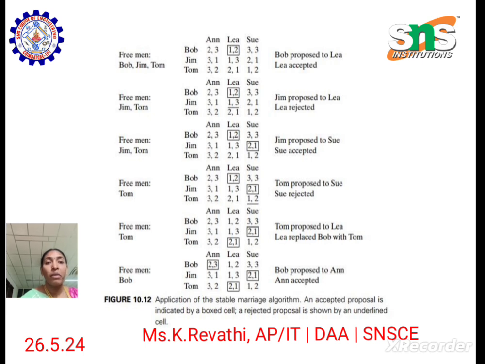Now Bob is free, so he searches for his another preference. His second preference is Anne. Then Bob proposed to Anne. Anne accepted Bob's proposal because Anne is free.